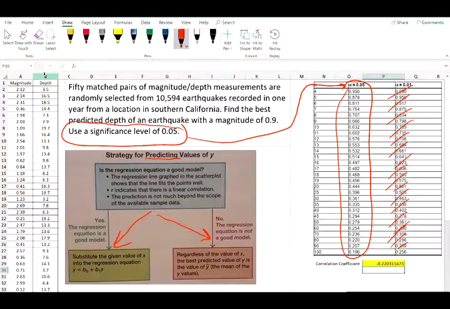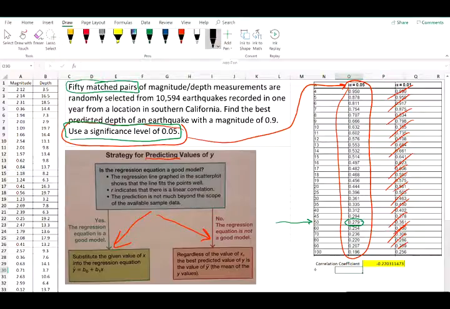Now what we have to do is compare that to the critical value. And the critical value is based on two things: the fact that we have 50 pairs of data and the significance level is 0.05. So we'll come over here on the right to the critical values. We'll go down to n equals 50, and our critical values, plural, are plus or minus 0.279.